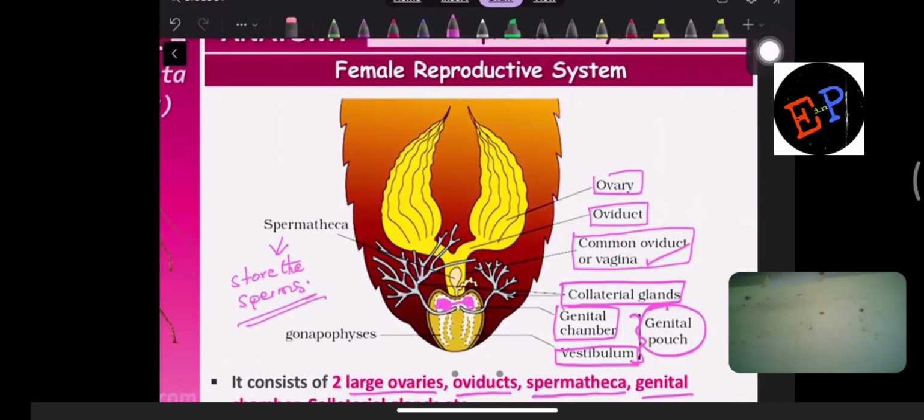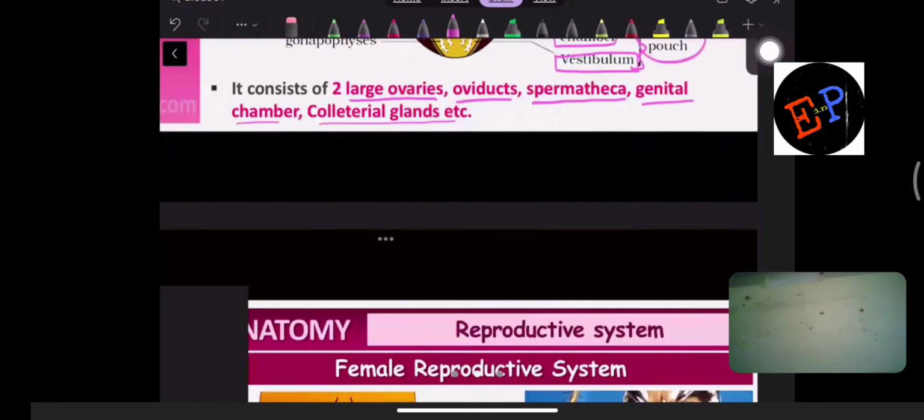Okay, understood what is happening? So ovaries are connected to oviducts. How many ovaries are there? Two ovaries. So two ovaries are connected to two oviducts. Both the oviducts enter into a common oviduct, also called the vagina. Then these glands are also present. Now let us see the function of each of them. Okay, so see here.